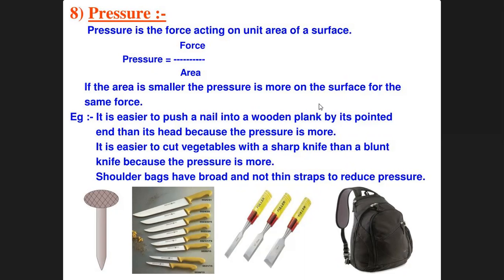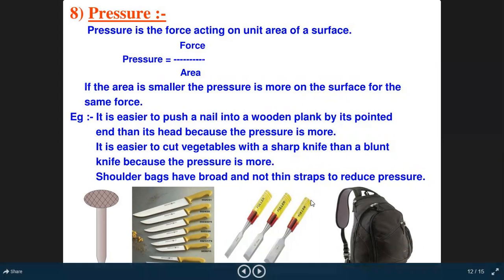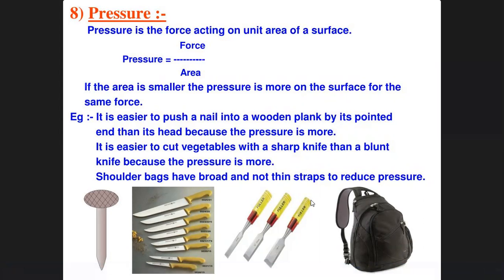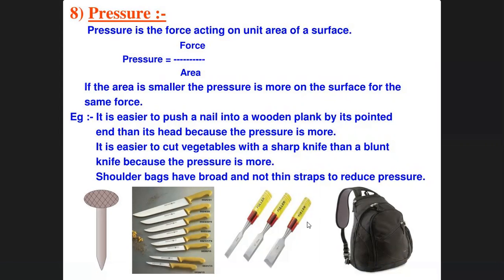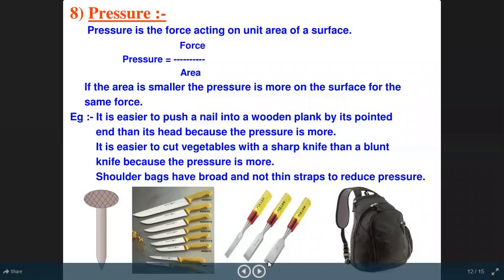If we talk about bags, if the straps are thin, that means the area will be small, then the pressure will be more, right? If broad straps are there, that means the area will be more and the pressure will be less. It will be very easy for us to carry school bags. You can check your bags, they might have broader straps. Even in the NCERT book, it's given that a coolie keeps a piece of cloth over his head while carrying luggage. Why? To increase the area on his head. If the area is more, pressure will be less, and it will be easy for him to carry that luggage.